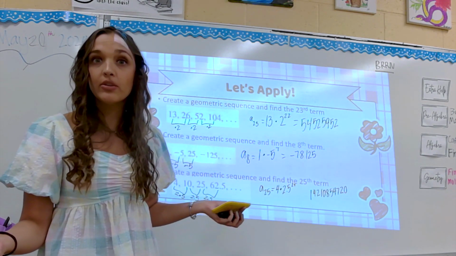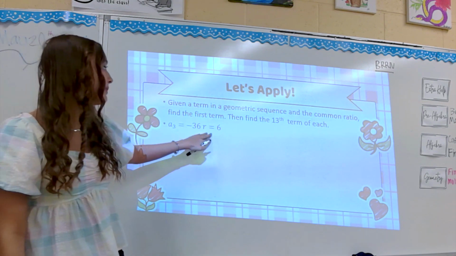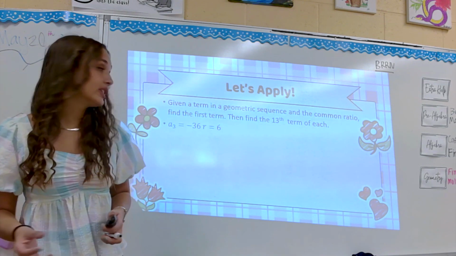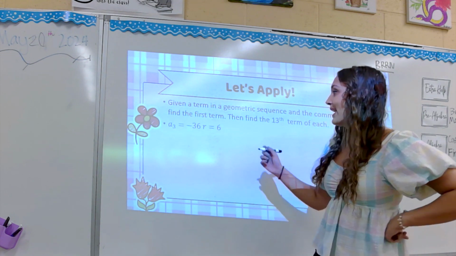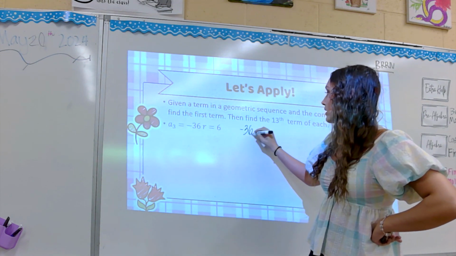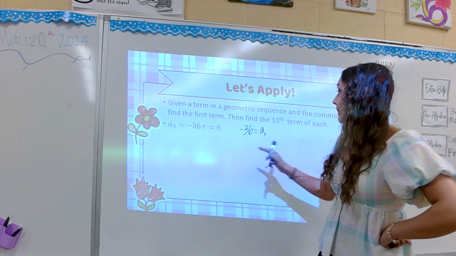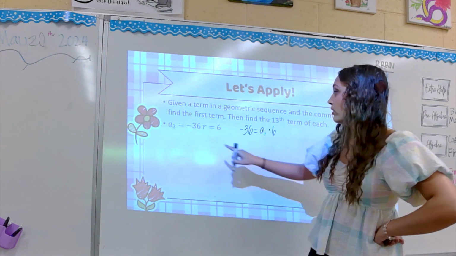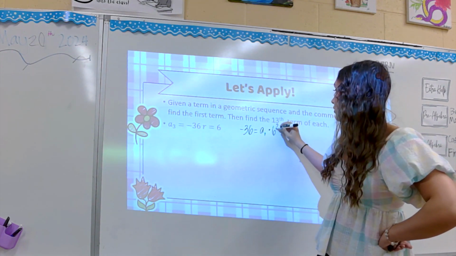We're now going to step it up a little bit. So let's take a look at that. So now we are given a term in our geometric sequence and our common ratio, our rate. And we want to find the first term and then find the 13th term. So what I'm going to do is plug in what I know. My A3 is negative 36 equals, I don't know what my A1 is. I'm looking for that. My rate, or my common ratio, is R, so times 6 to the, my N is 3, so 3 minus 1 is 2 to the second power.